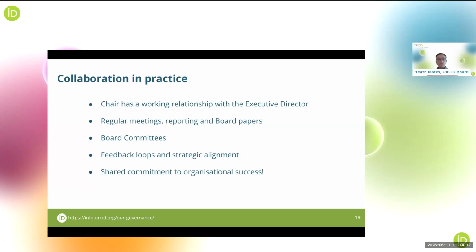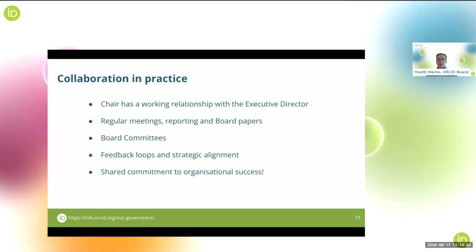We mentioned before, you saw on that diagram, there were some board committees. All board directors are required to be part of one to two board committees and provide input with those. The ORCID board is a working board. Making sure there are good feedback loops and strategic alignment and shared commitment. I think directors have a shared commitment with the staff and the organisation for organisational success.